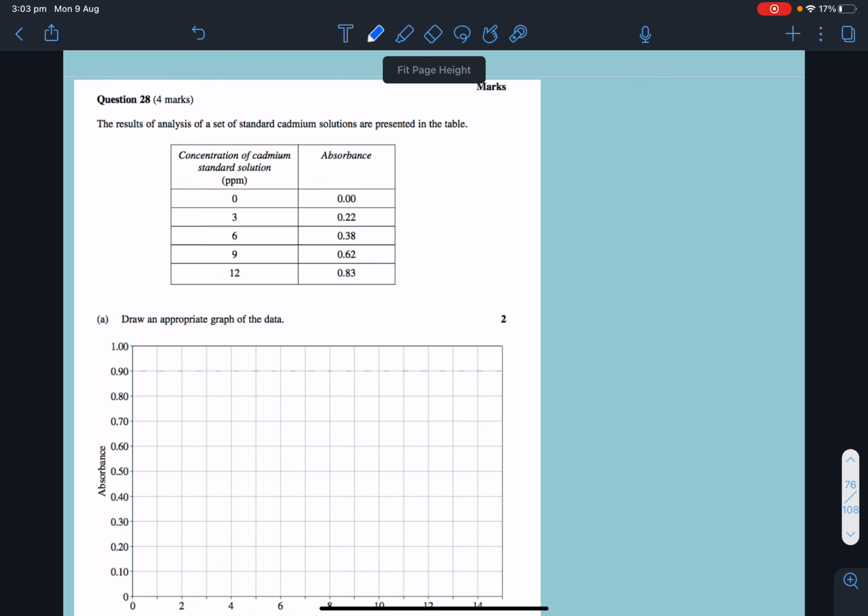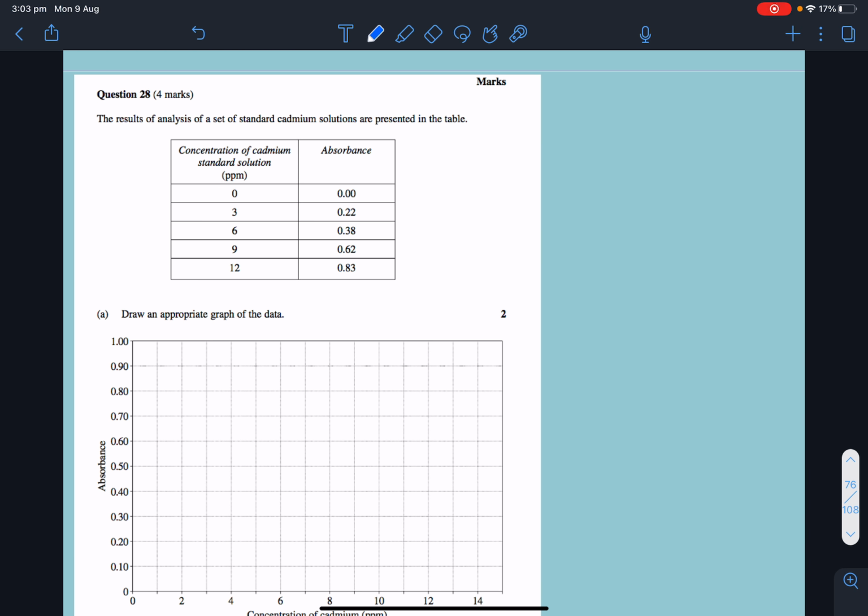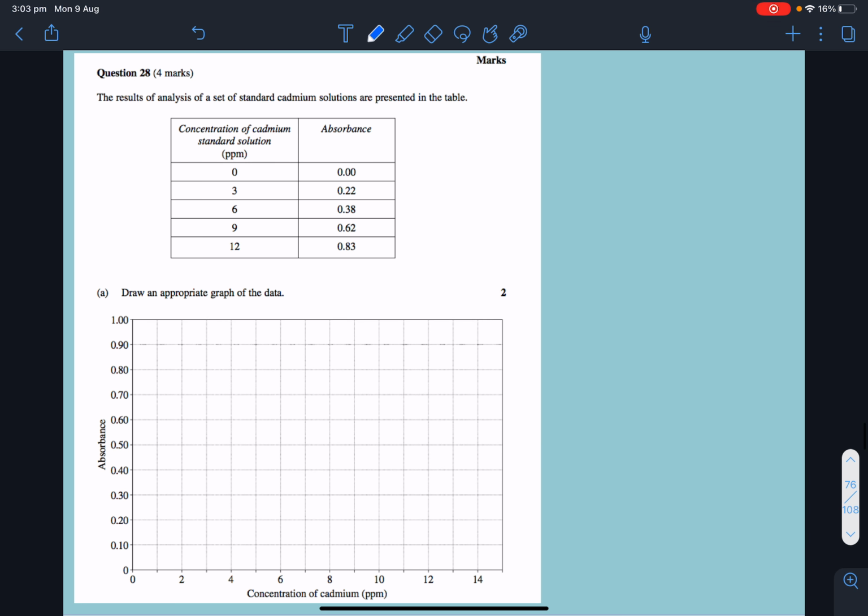So they're quite identifiable, these questions, because you'll have your absorbance and concentration table and then a graph underneath it. And even in this one, they're still giving you the scales on the graph, but you can easily do it yourself. Okay, analysis of cadmium.